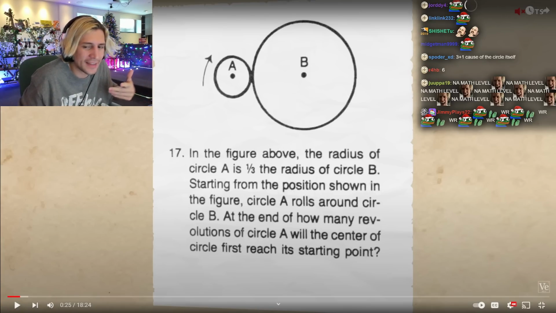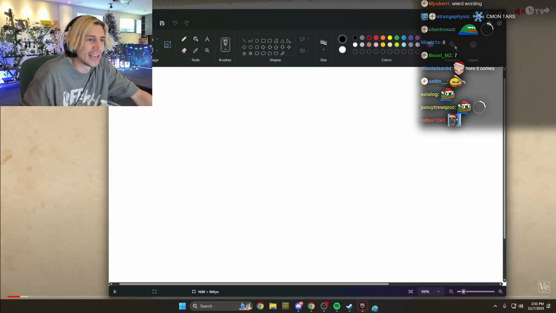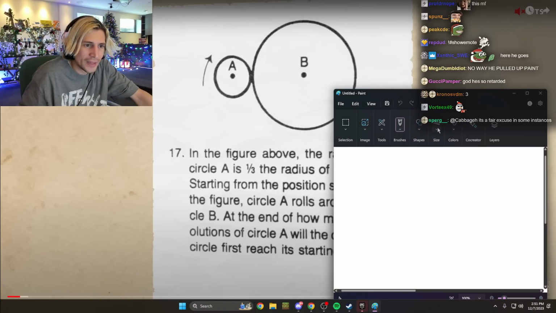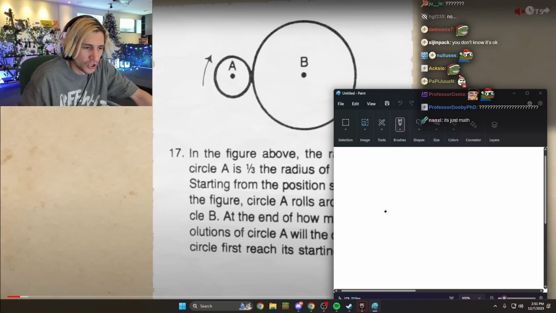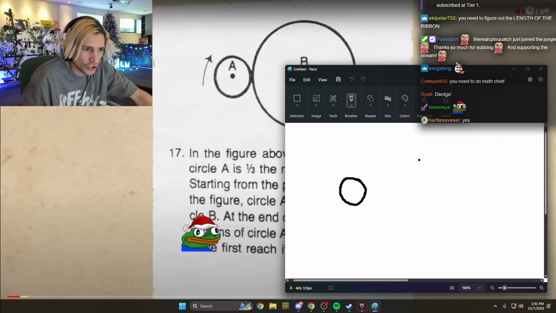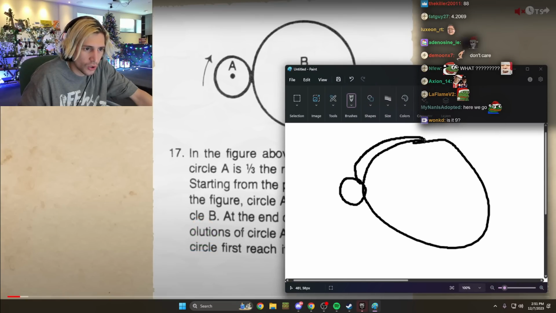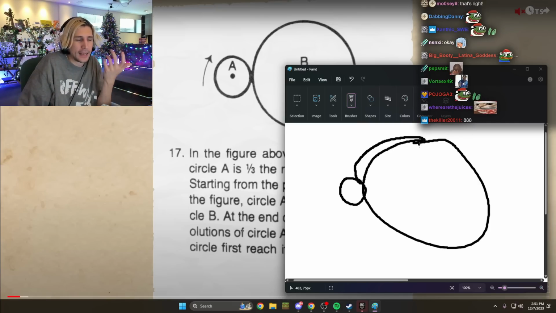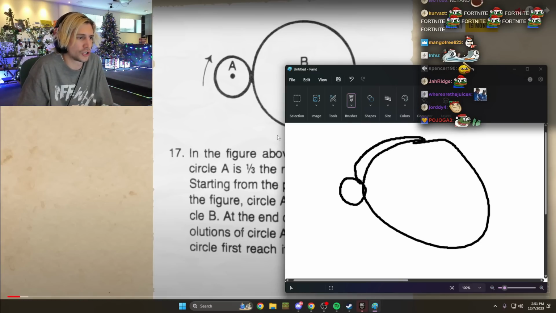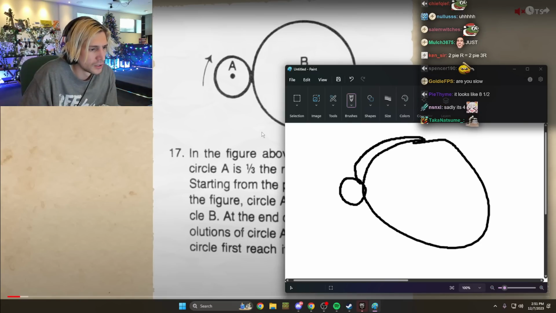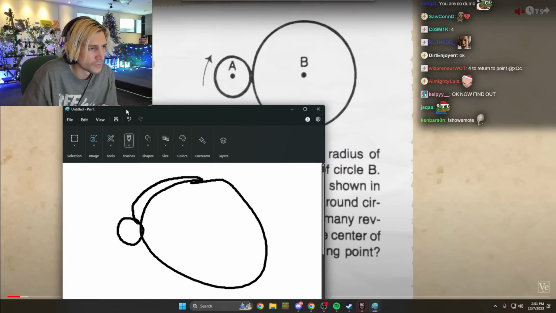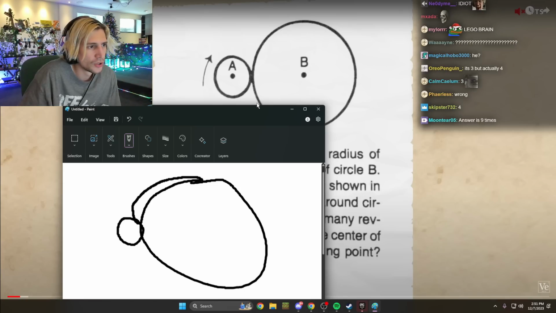So the way they go about this is to think of it like a ribbon. A would be unfolding, and it would go around 3 times, just 3 times. He rolls around.